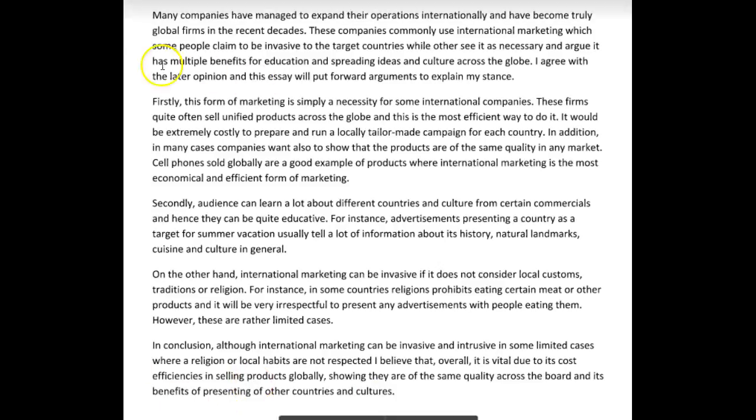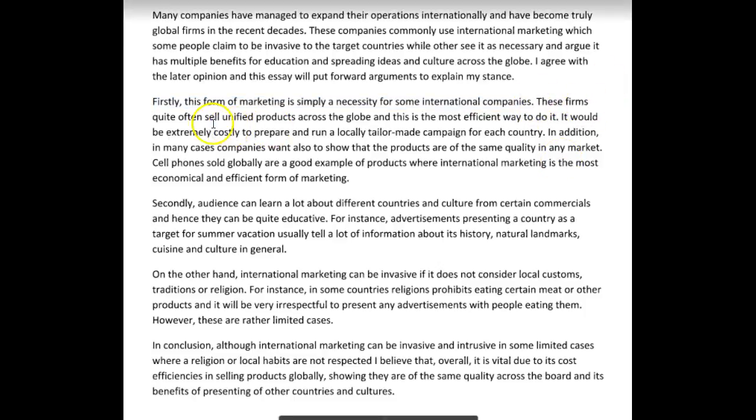So for this one we could say, let's say we were sticking to this idea for the first paragraph, that it is simply essential. So I would use the word primarily. I always prefer primarily over firstly. Primarily, this form of marketing is a necessity for many global firms or global companies.